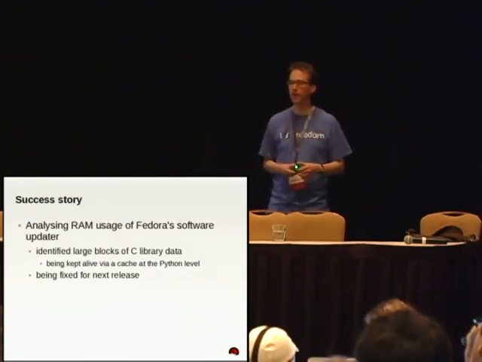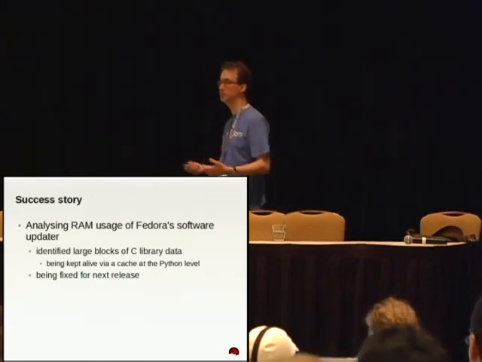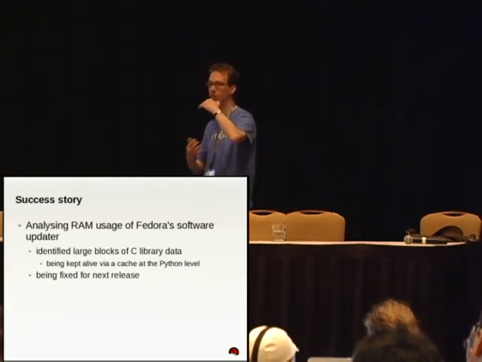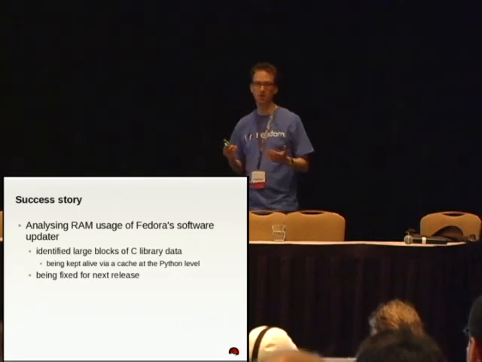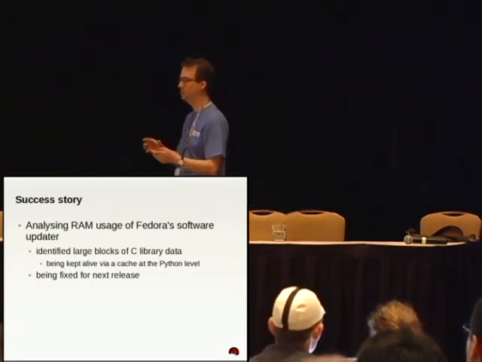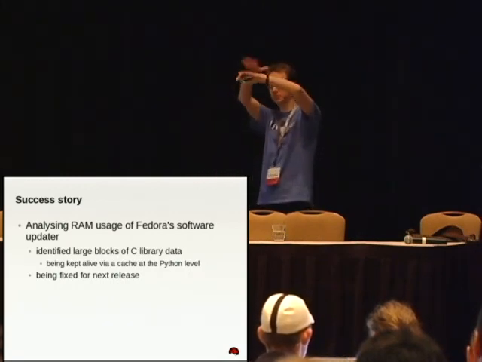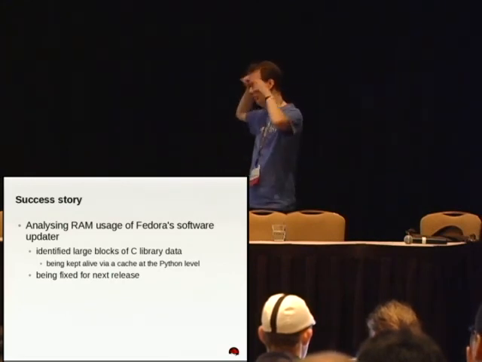So, a success story. I've been unhappy with how much memory the Fedora operating system uses. Our software updater is written in Python and talks to the underlying C library for RPM. I pointed the tool at that updater and was able to get some very concrete information. Basically, there was a buffer being kept alive at the C level through a chain of pointer references that eventually reaches the Python level, and then the Python objects. And we're basically able to see that's the problem there.